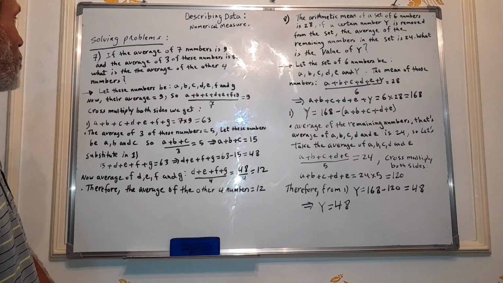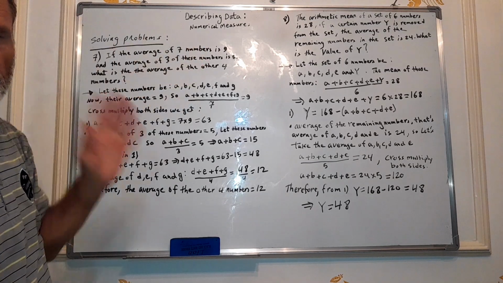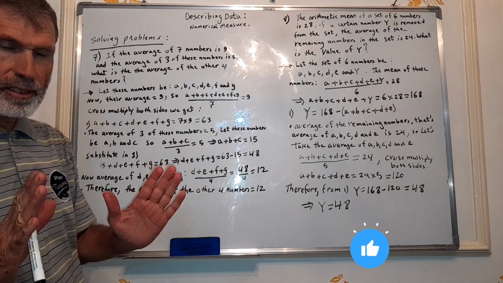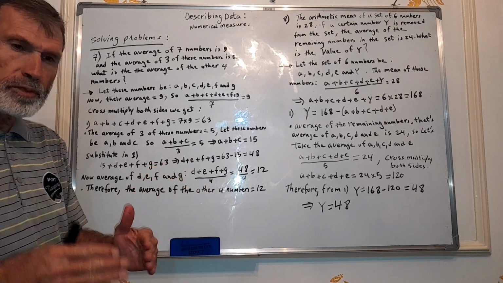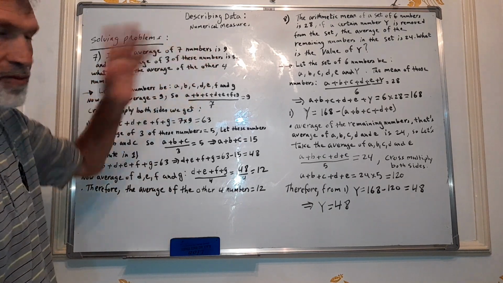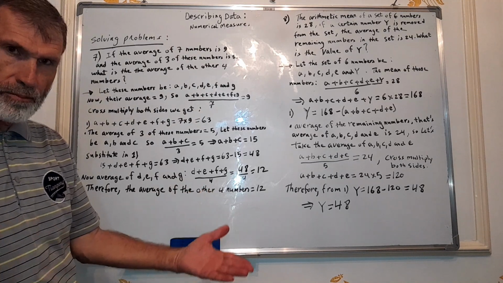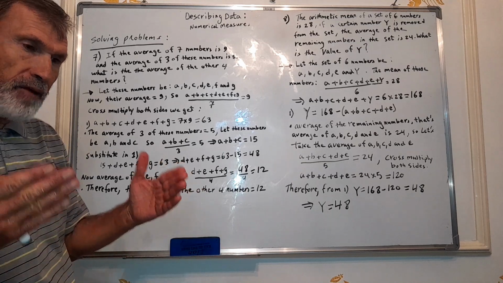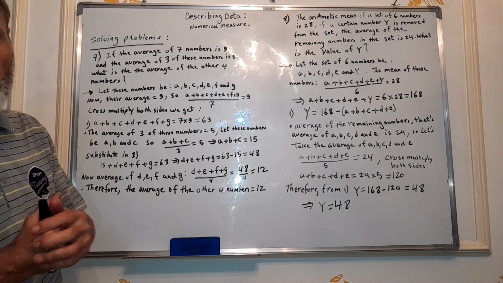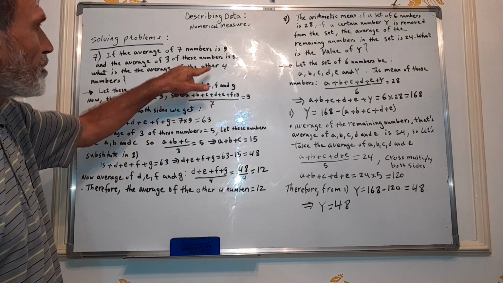Okay. Now problem 7. It says the average of 7 numbers is 9. The numbers are not given, so we're going to assume these numbers. The average of those 7 numbers is 9, and the average of 3 of these numbers is 5. What is the average of the other 4 numbers?